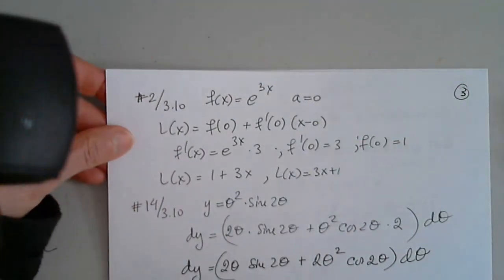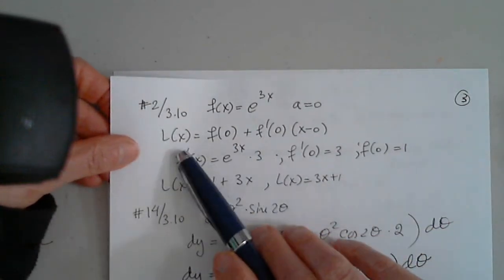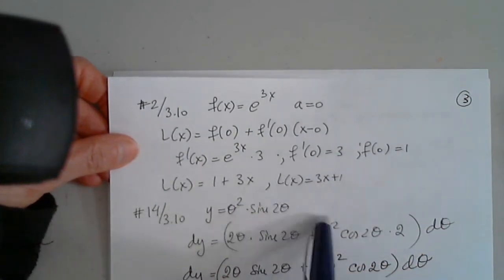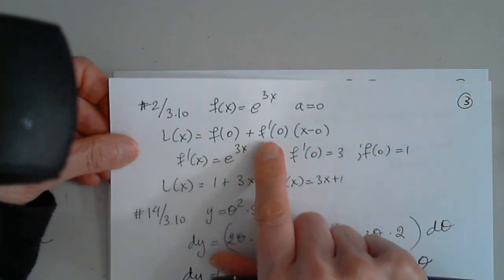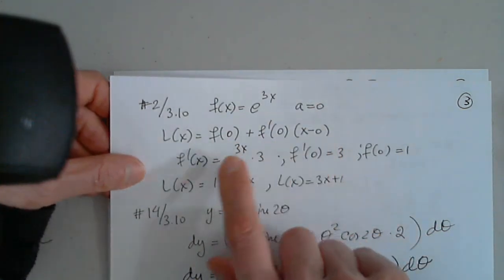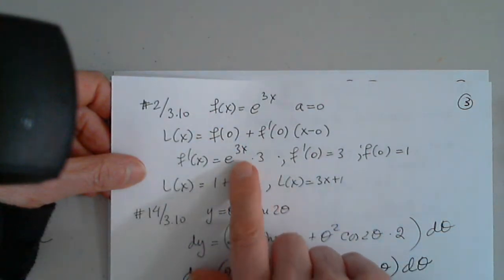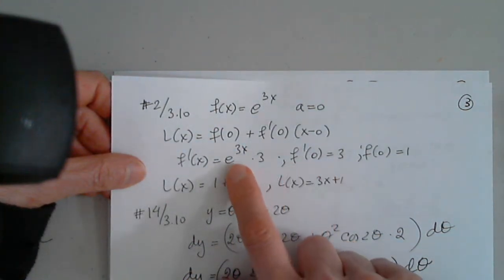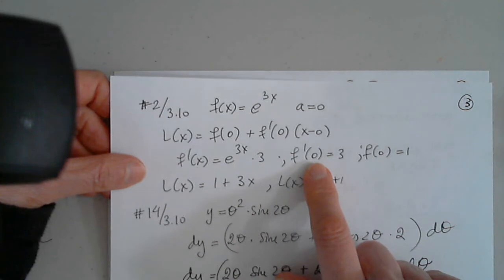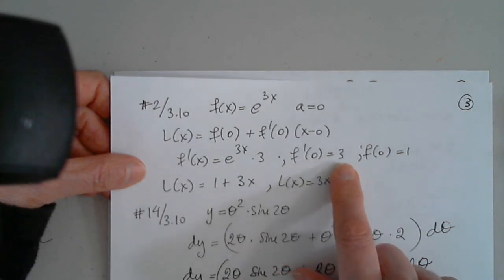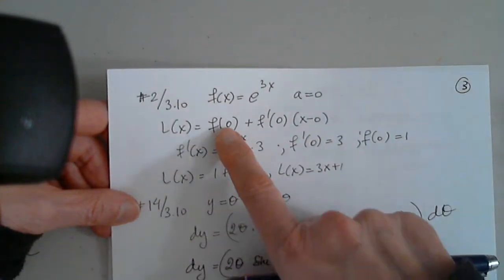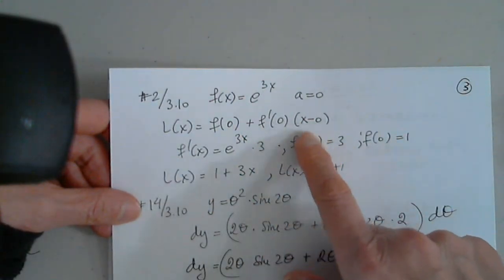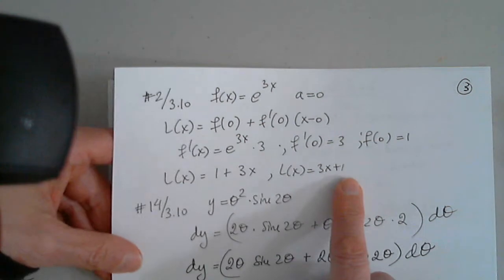Here we're asked to find the linearization. So it's f of 0 plus f prime of 0 times x minus 0. The derivative is 3e to the 3x. The derivative evaluated at 0 is 3. The function evaluated at 0 is 1. So that's how I get 1 plus x times 3, or 3x plus 1.